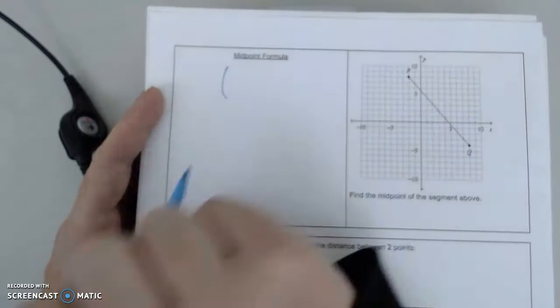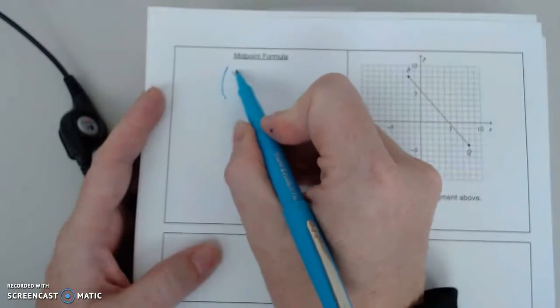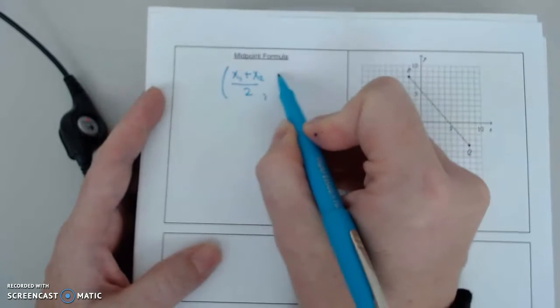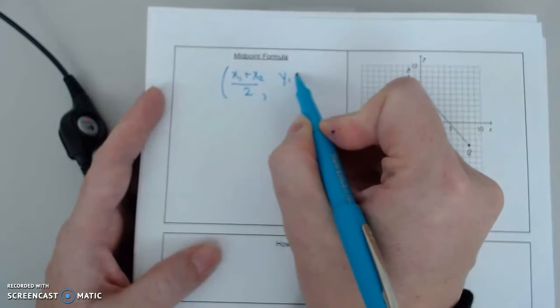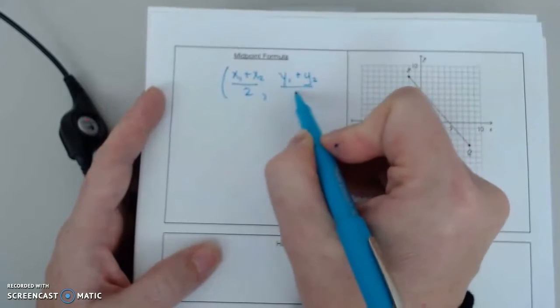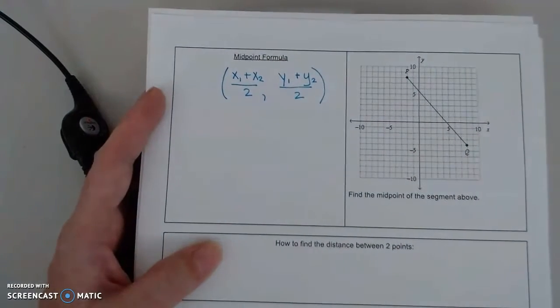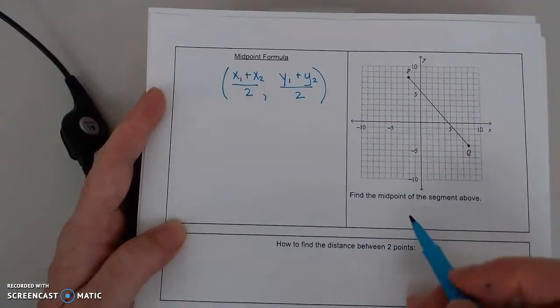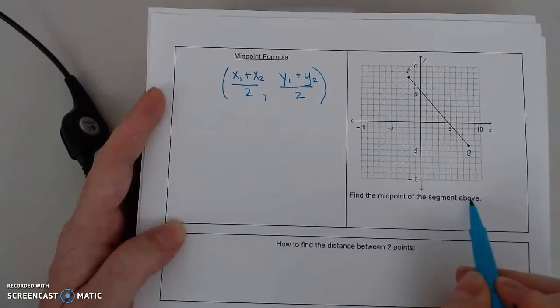Since midpoint means middle, I need to find the middle of the x values. So I'm going to add them together and divide by 2. And then I'm going to take my y values, add those together and divide by 2. The midpoint is a point, so it should be written as an ordered pair. So for this example, find the midpoint of the segment above.